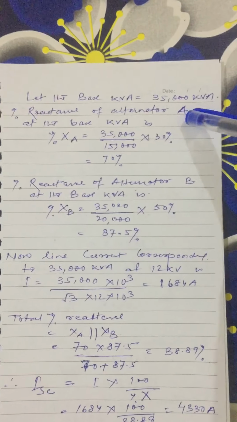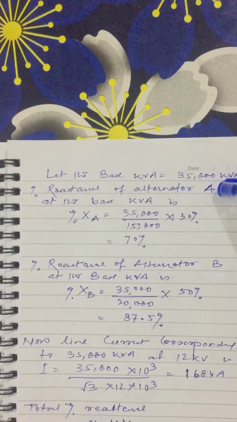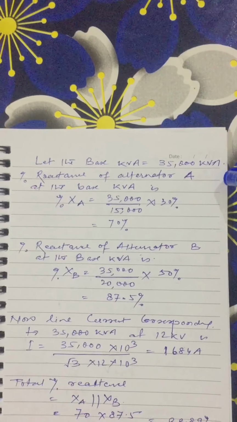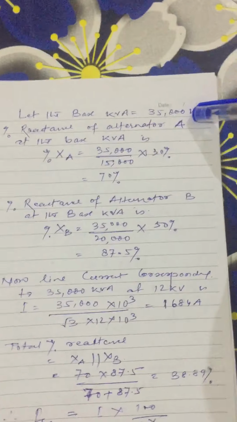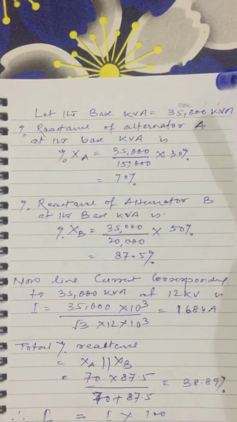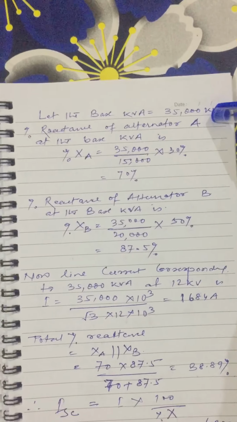Friend, here you can take any value. It's up to you what you want to take. Just for my easy calculation, I have taken 35,000 kVA. You may select 60,000 kVA, which will also make the calculation easier because it is the lowest common multiple of 15,000 and 20,000. But here I am using 35,000.